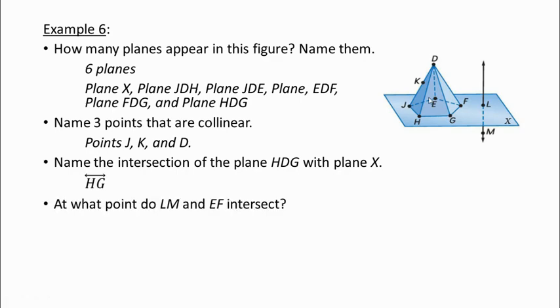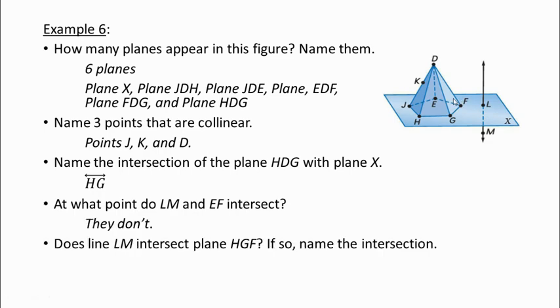At what point do LM and EF intersect? LM's here, going off of the plane, and EF is right there. They don't even touch, so they must not intersect. It's kind of a trick question. And then does line LM intersect plane HGF? Here's LM, and HGF is another name for plane X. So does it intersect? Yes, because again, if this were a pencil, it'd be touching at point L.